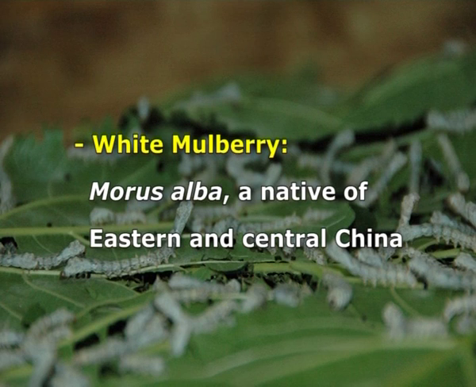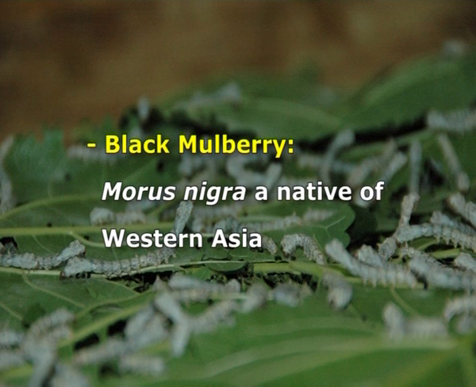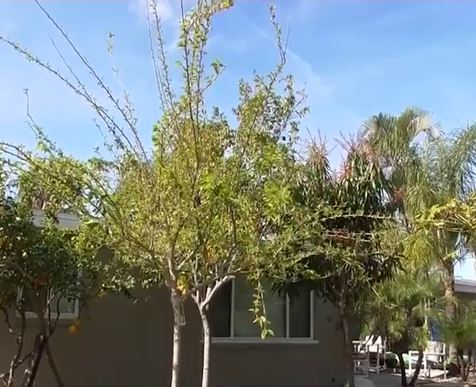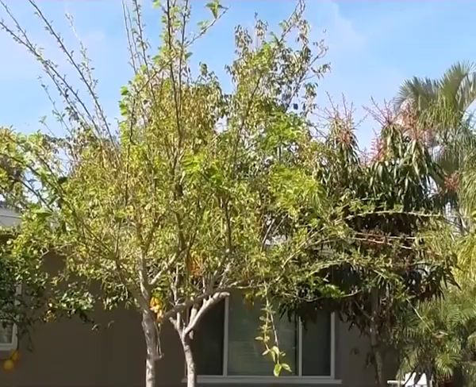Mulberry plants bear delicious, tart, sweet and succulent fruits belonging to the genus Morus, with about 10 to 16 species of Morus trees yielding mulberries, of which 3 species of economic importance are recognized, and they are as follows. White mulberry, Morus alba, a native of eastern and central China. Red mulberry, Morus rubra, a native of eastern United States. Black mulberry, Morus nigra, a native of western Asia. Mulberry plants are now grown worldwide. It is a rapid grower initially and slow later. The plant is about 25 to 40 feet in height.